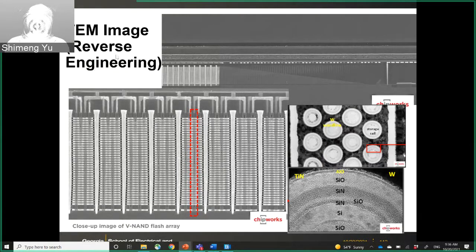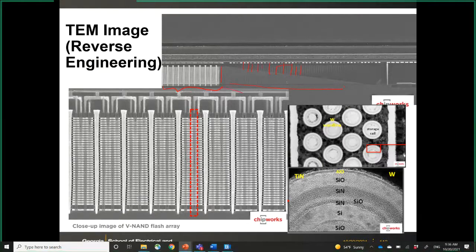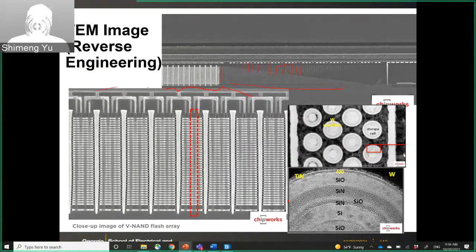So here is a cross-sectional view of the 3D NAND flash by Samsung, and you see that this is a bigger view. So here this is the memory array region, and here you do see the staircase, and you have many word line contacts here. And if you zoom in on this part, you will see the vertical string.